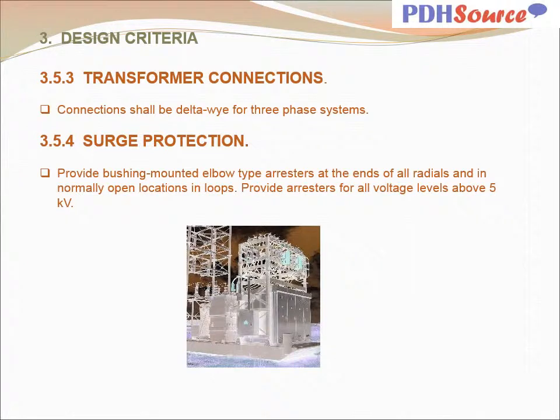Transformer connections shall be delta-Y for three-phase systems. Provide bushing-mounted elbow-type arresters at the ends of all radials and in normally open locations in loops. Provide arresters for all voltage levels above 5 kV.